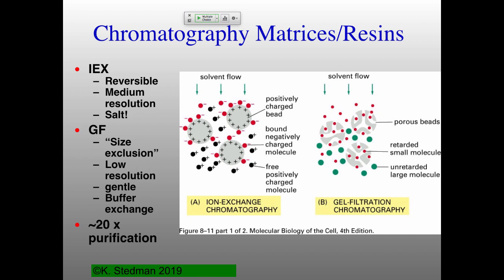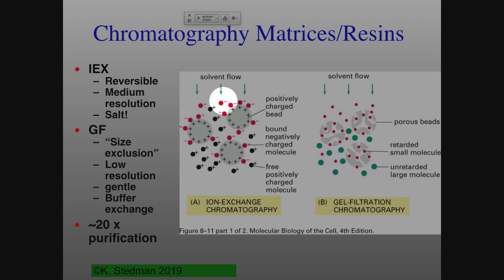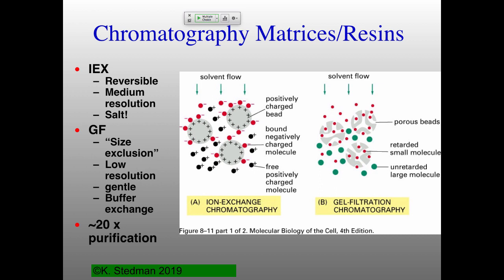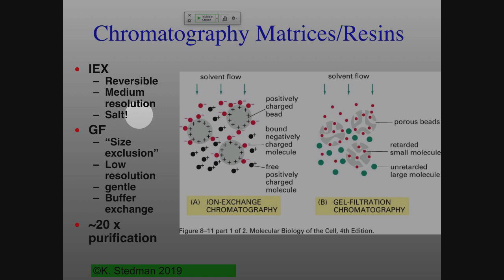Ion exchange, also IEX. These are going to have either stably positively charged or stably negatively charged parts of your matrix. So if you have your different proteins that are coming through here, either negatively charged or positively charged, as they're going past the matrix, anything which is negative is going to get slowed down because it's interacting with these positively charged beads. Anything which is positively charged is not going to interact, so it's going to go through more quickly.